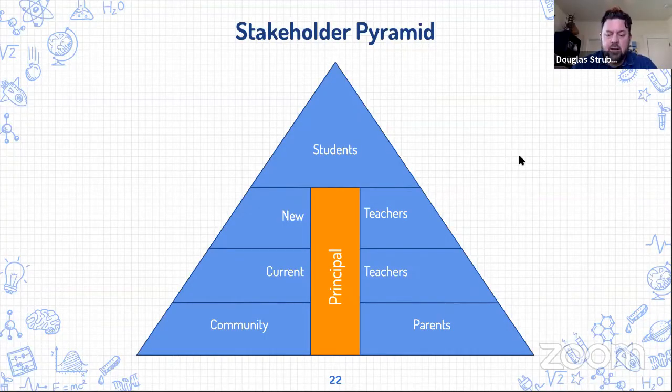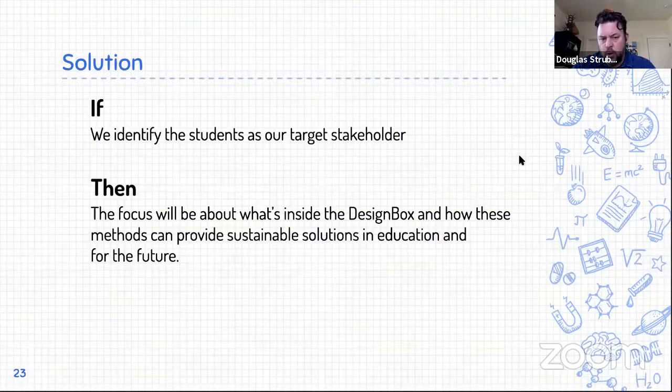And then the through line or the center part is the principal. They are basically under the influence of the teachers and the community and the parents and the boards to bring this to the school, and are going to be the logistical stakeholders. So they're the core of it.